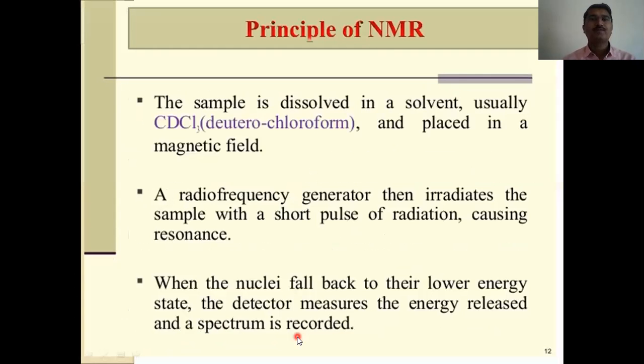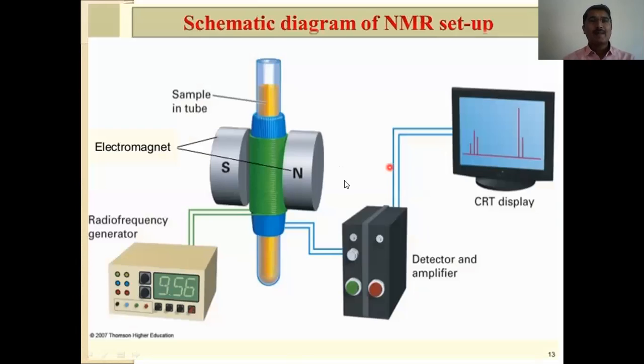The sample is dissolved in a solvent, usually CDCl3, that is deuterochloroform, and placed in the magnetic field. A radio frequency generator then irradiates the sample with a short pulse of the radiation, causing the resonance. When the nuclei fall back to their lower energy state, the detector measures the energy released and the spectrum is recorded. This is the schematic diagram of the NMR setup.